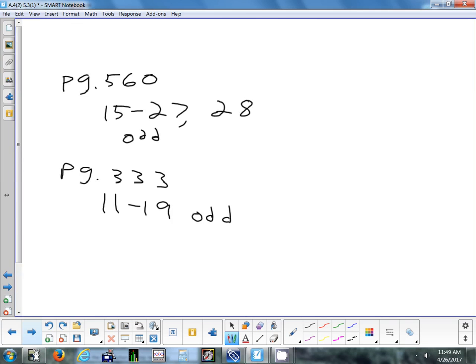All right, so the first part on 560, 15 to 27 odd and 28, that's the regular way of multiplying and dividing. Find the conjugates, you got to do all that stuff. Okay, on 333, that's like the last problem we just did. There's a little bit of graphing, and then there's converting to polar. Okay, just like the last problem.